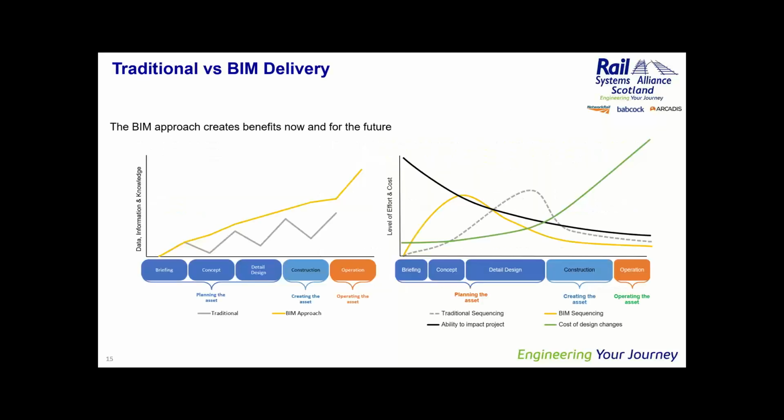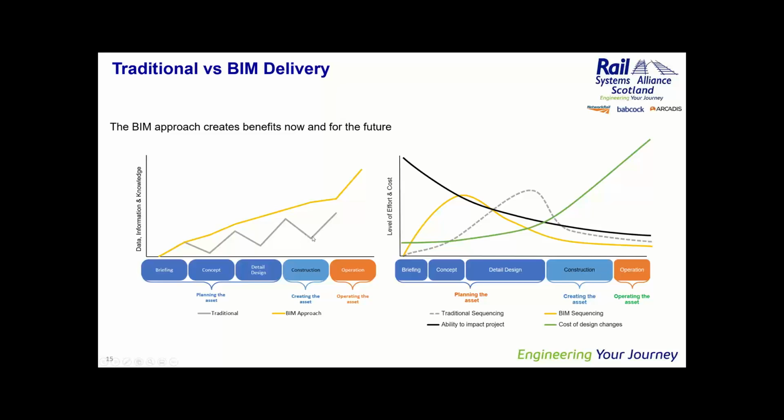If we look a bit at traditional delivery versus BIM delivery, we can see, I hope you can see my mouse here, the grey line with the peaks and troughs shows traditionally how information and knowledge of information and handover of information has peaks and troughs throughout a project period, from briefing right the way through to operation.